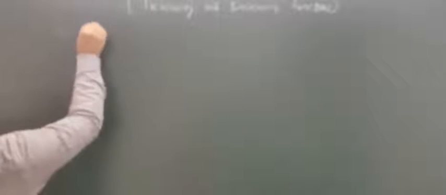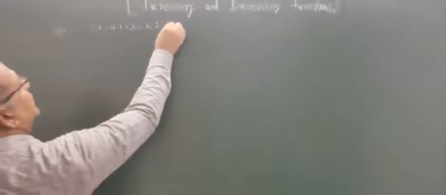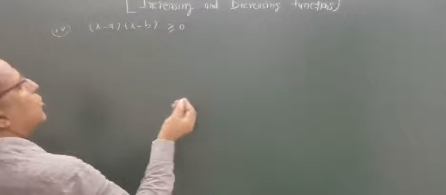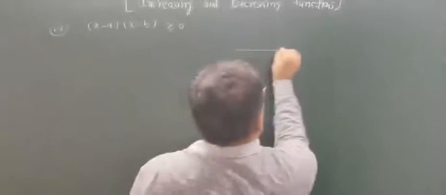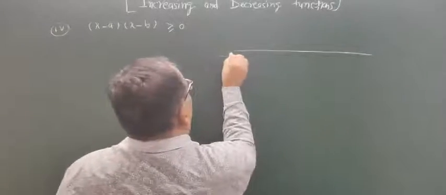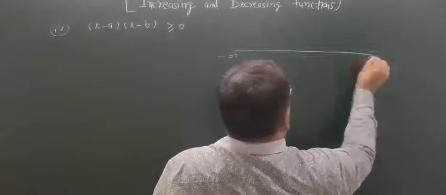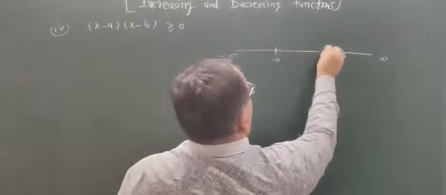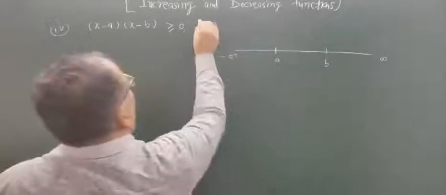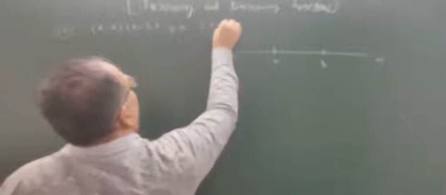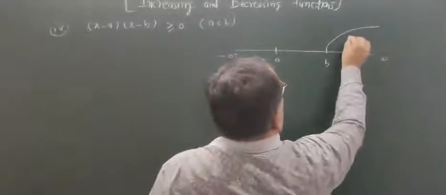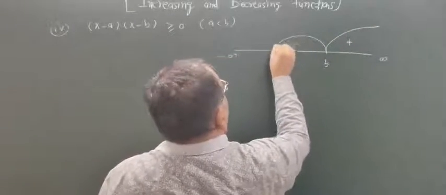In the next condition, this is the fourth condition in which (x minus a)(x minus b) is greater than or equal to 0. So again, draw a number line here, minus infinity to infinity, with two zeros a and b indicated. Already here a is less than b. We are taking the value a less than b. Draw the signs plus, minus, plus.